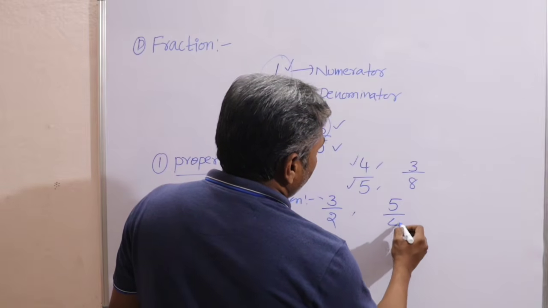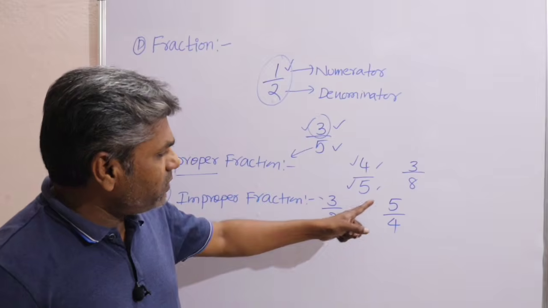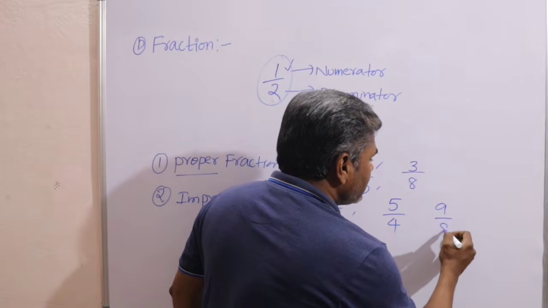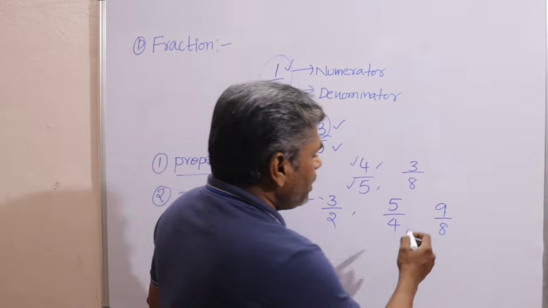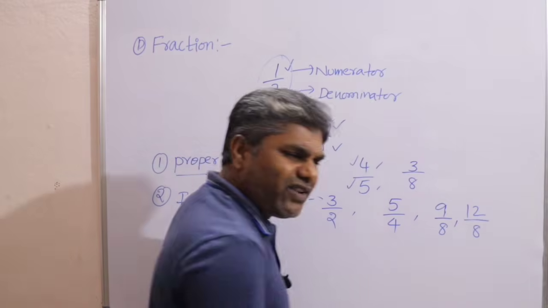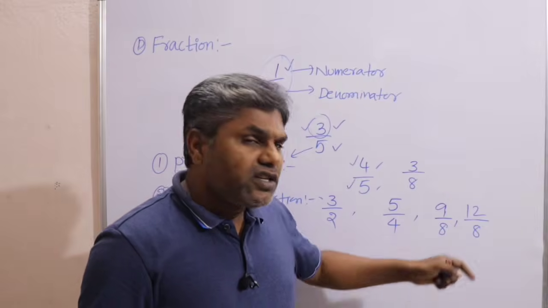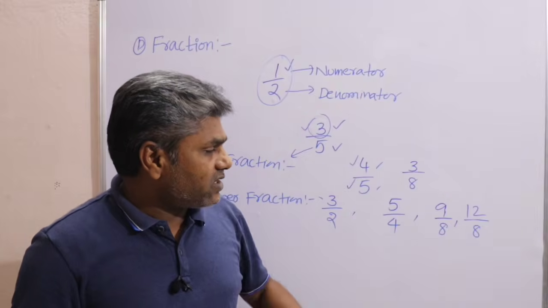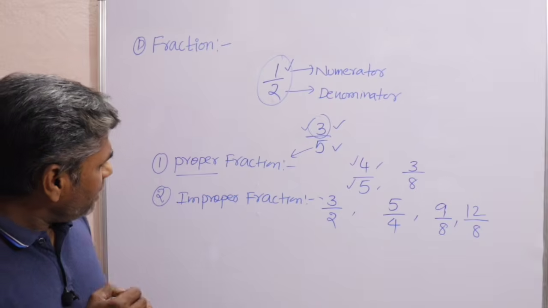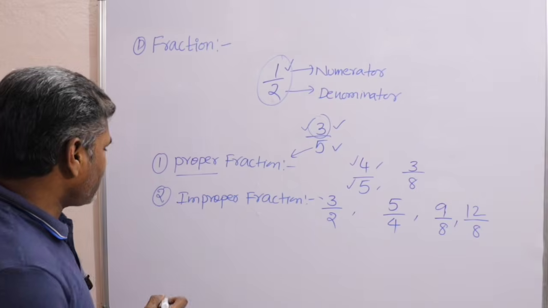You may take many fractions also. 5 by 4 is an improper fraction. Why? Because 5 is greater than 4. And 9 by 8 is also an improper fraction, and also 12 by 8. Whatever fraction you take, if the numerator is greater than the denominator, then that type of fraction is called an improper fraction.